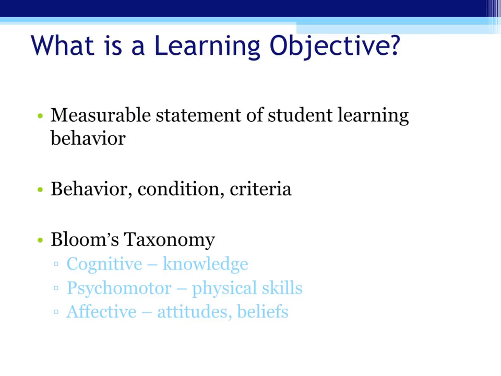Behavior statements come from Bloom's taxonomy. There are 3 taxonomies, one for the cognitive domain, one for the affective domain, and one for the psychomotor domain. And they are systems for classifying levels of learning in each domain.